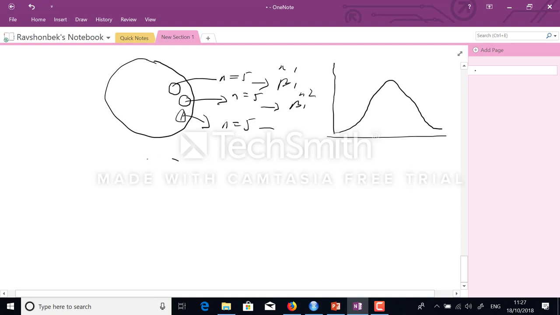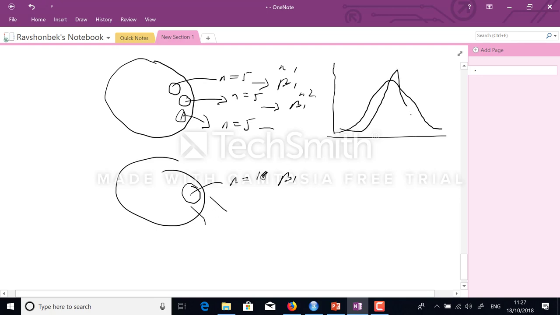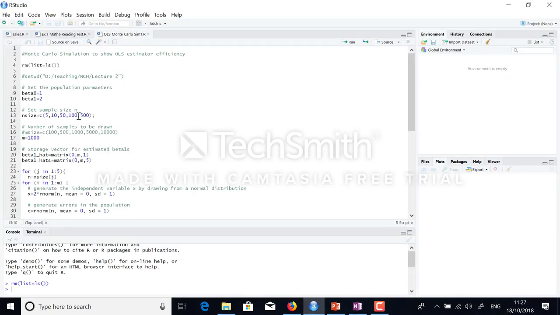Next exercise, it's exactly the same for the population. I'm going to take a larger sample now, n equal 10, and calculate betas. Now, if I draw this... It will be higher, but... Yes, it will be something like this. Okay. Yeah, this distance is narrowing now. Yeah. That's the exercise. Just to show you that as the sample size grows, the estimator becomes efficient.